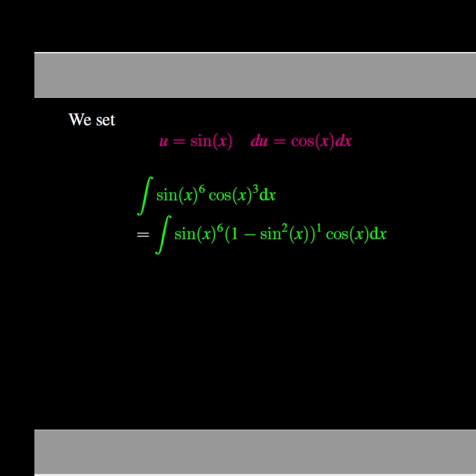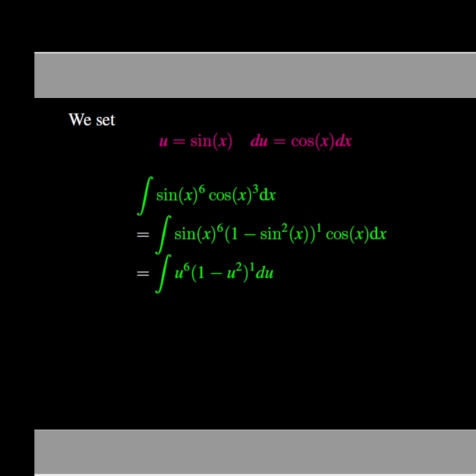Now let us set u equal to sine of x and du equal to cosine of x dx. The integral of sine of x to the power 6 times cosine of x to the power 3 dx is equal to the integral of sine of x to the power 6 times the quantity 1 minus sine squared of x to the power 1 times cosine of x dx.